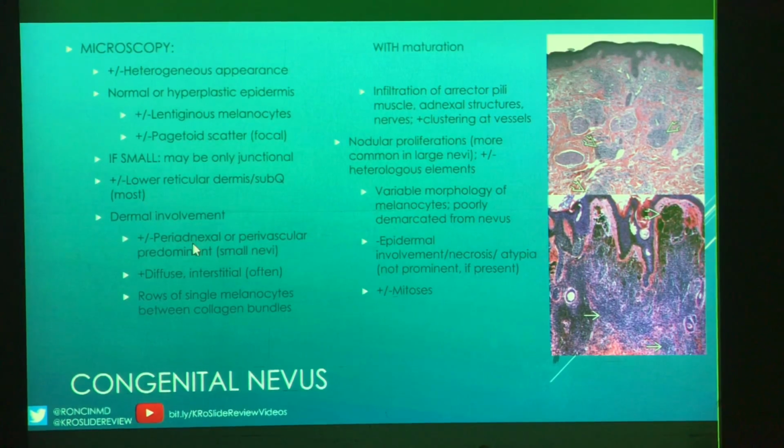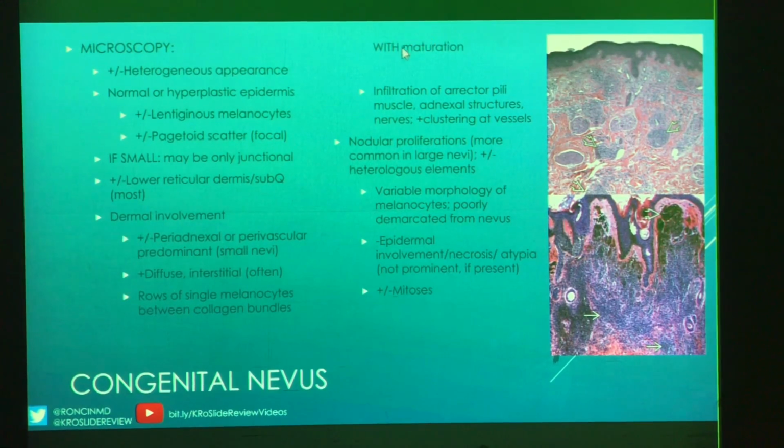And again, that is a congenital feature, and it's more common in your small nevi, and the dermal involvement can be very diffuse, as we saw in the slide example that we had. What you often have is these single melanocytes in between the collagen bundles. We had this nodular pattern, but as you went into the deeper dermis, there was some spreading out of the melanocytes.